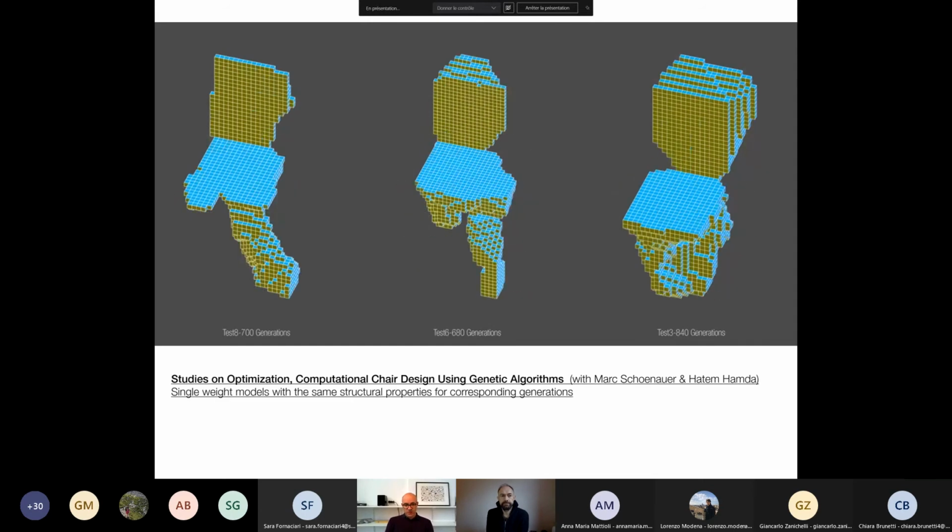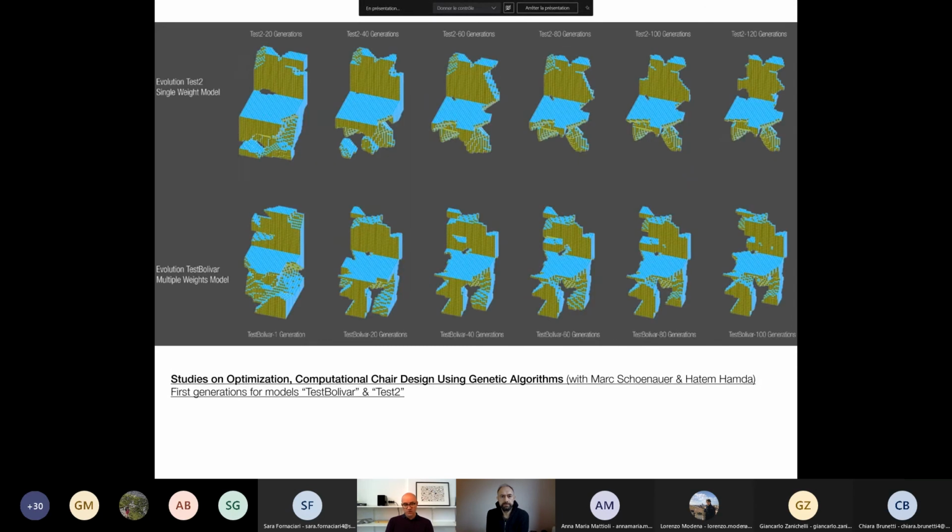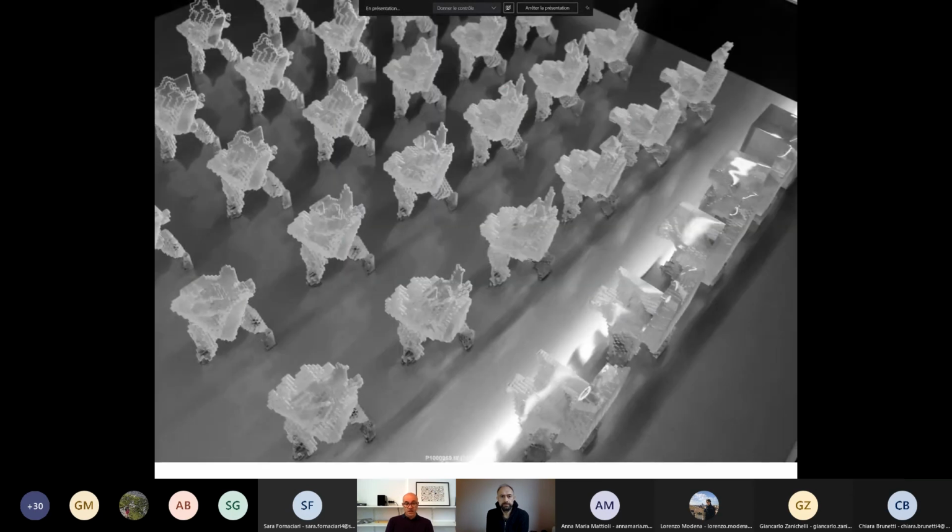So we worked on this project, which was a computational chair project. Why did we choose a chair? Okay, all architects want to do chairs. So it was a kind of conscious choice, obviously, but it's not because I was interested in design. It was simply because it's cheap to produce a chair and I didn't have any money.